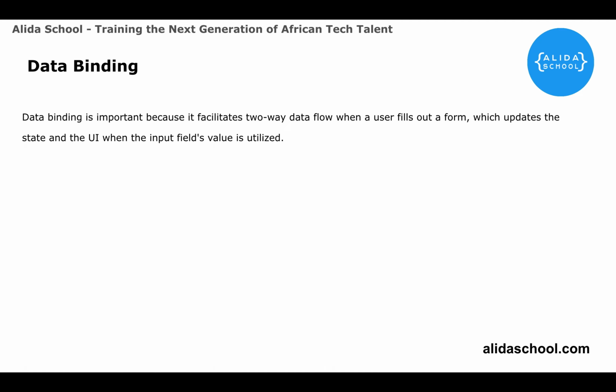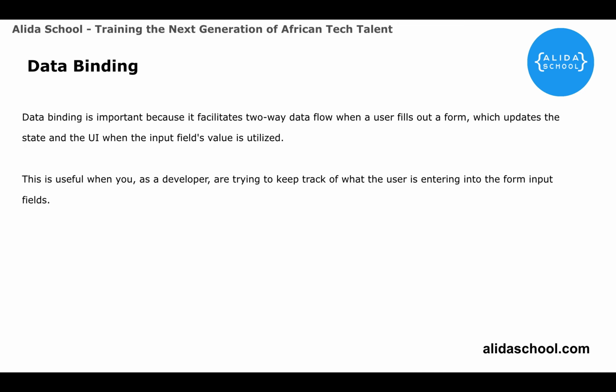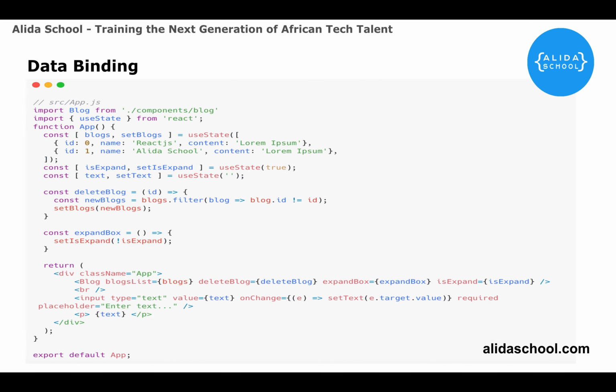Now, data binding is important because it facilitates two-way data flow when a user fills out a form, which updates the state and the UI when the input value is utilized. This is useful when you as a developer are trying to keep track of what the user is entering into the form input fields. In our app.js component, we'll learn how to use data binding.